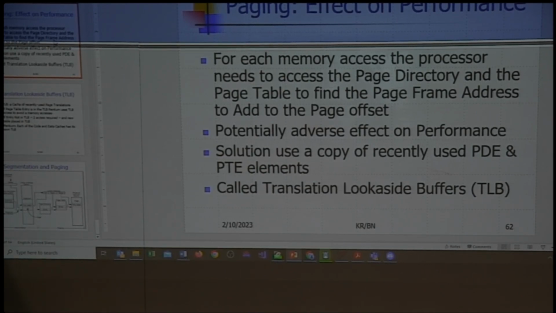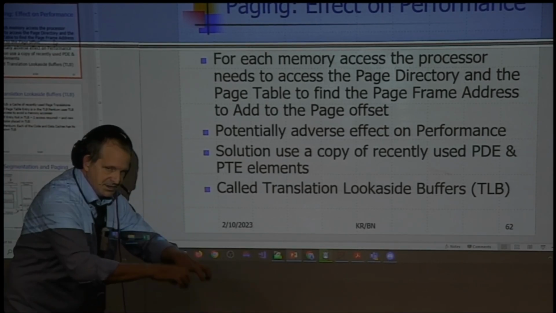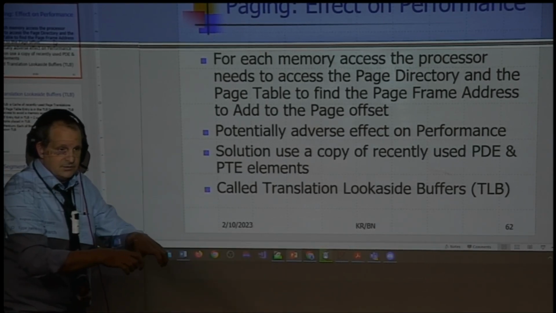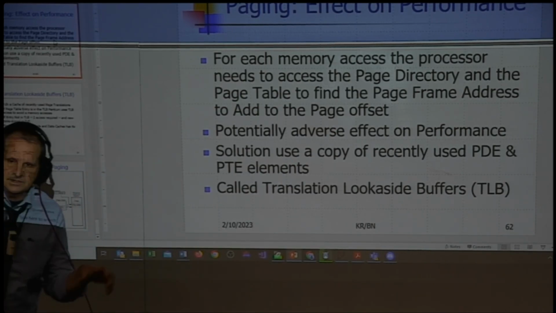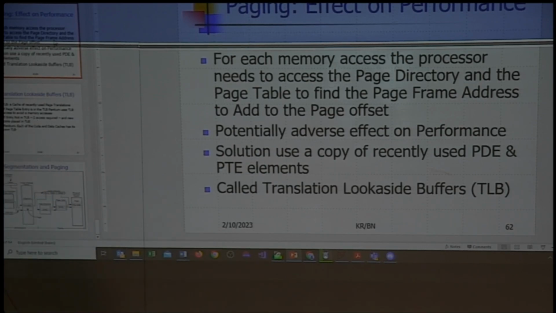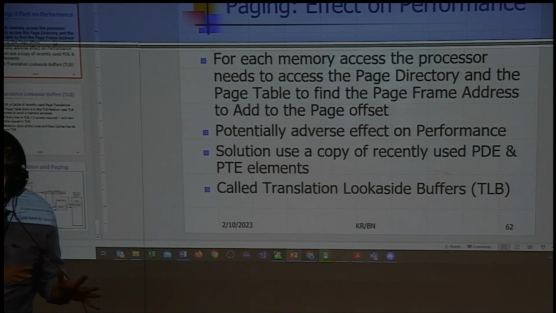Well, what they do is, inside the processor are a bunch of memory locations, so they're instantaneously available. They're called translation look-aside buffers. They are copies of recently used page directory and page table entries. So if the page table address calls for something that's been used, and we know that it's highly likely because of locality, do we not? Right? It just uses a translation look-aside buffer.